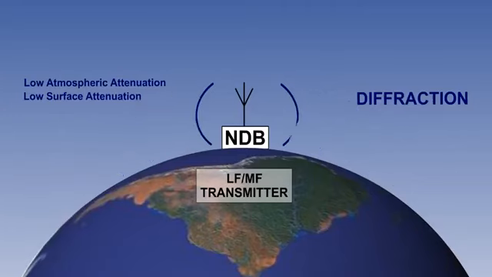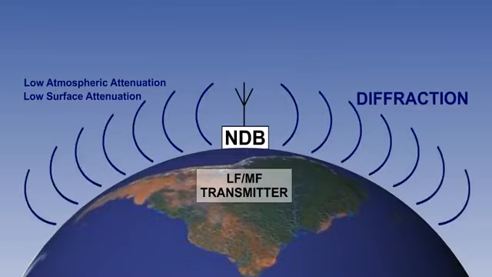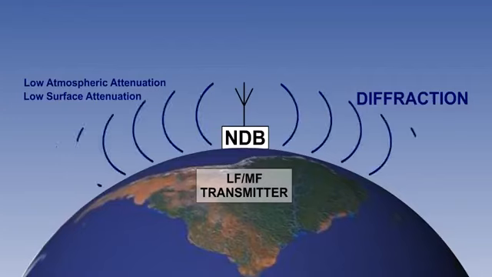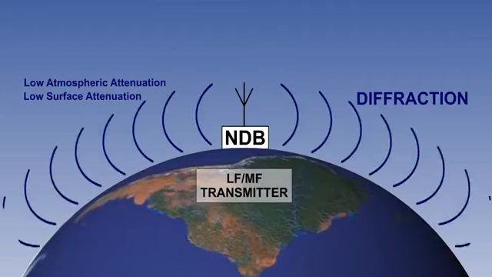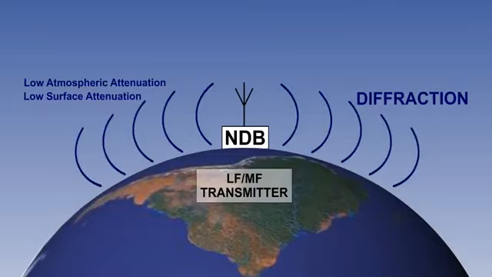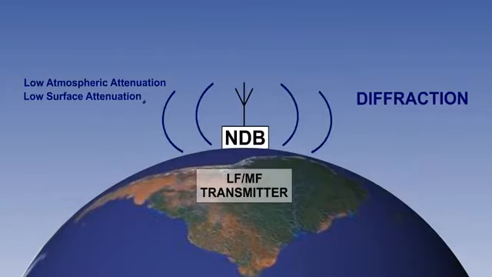As the radio wave frequency increases, surface attenuation increases. Surface waves are effectively non-existent above high frequency, that is, above 30 MHz. Surface waves are therefore used in the low frequency for NDB transmissions, in the medium frequency for NDBs and long-range communications, and in the high frequency for long-range communications.